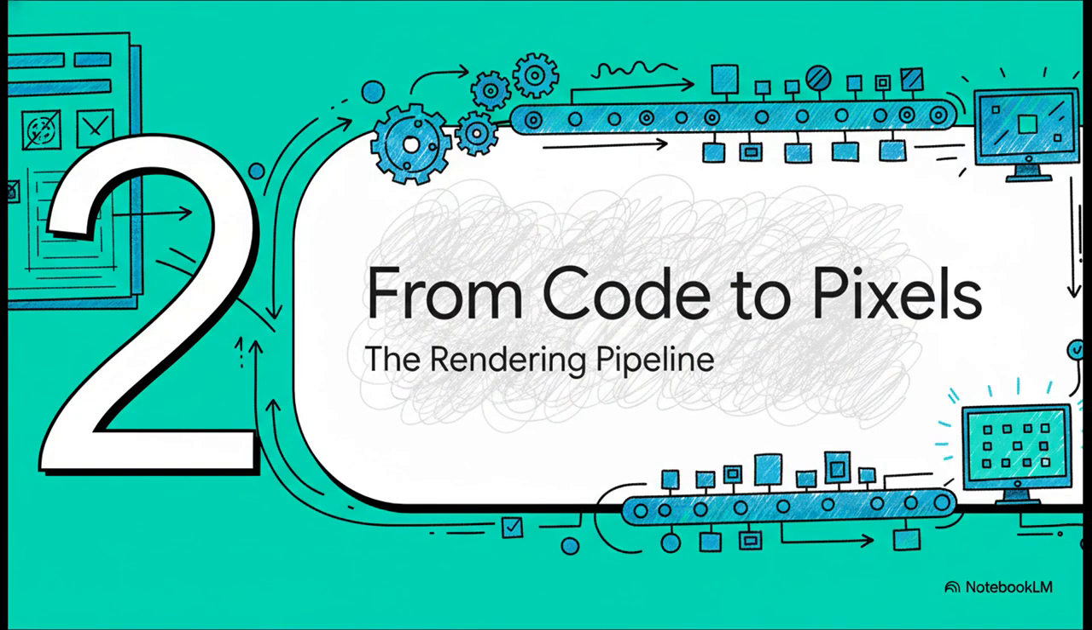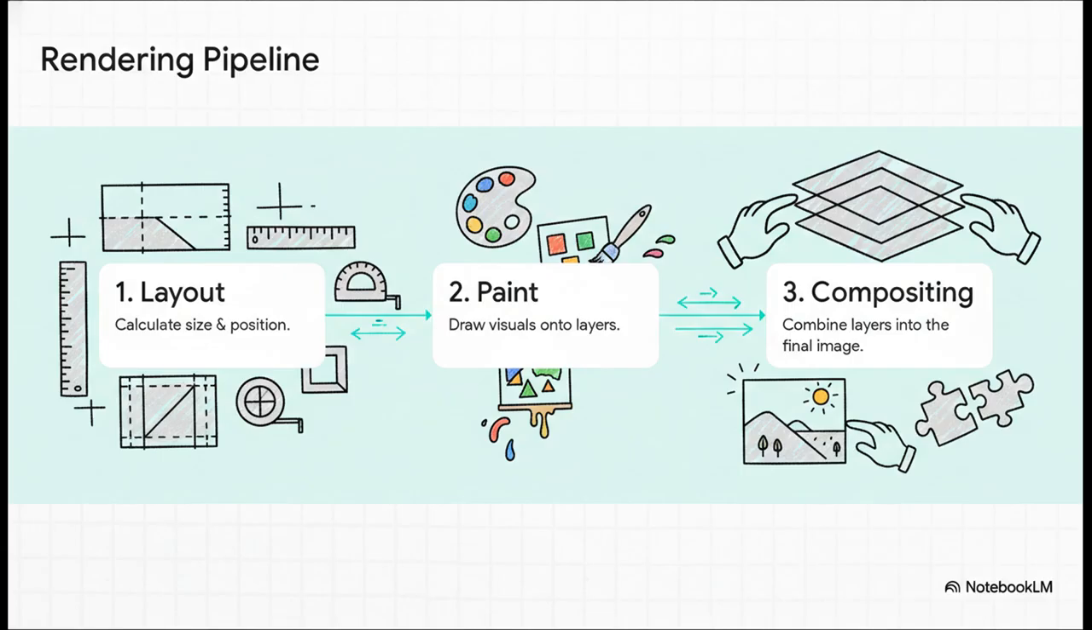So how does Flutter get from our blueprint to a fully finished UI? Well, it uses this incredibly efficient process, kind of like an assembly line, called the rendering pipeline. And honestly, getting a handle on this pipeline is the secret to building seriously high-performance apps. This whole assembly line has three main stages, and they always happen in this exact order: layout, paint, and then compositing. A simple way to remember it is measure, draw, and assemble.